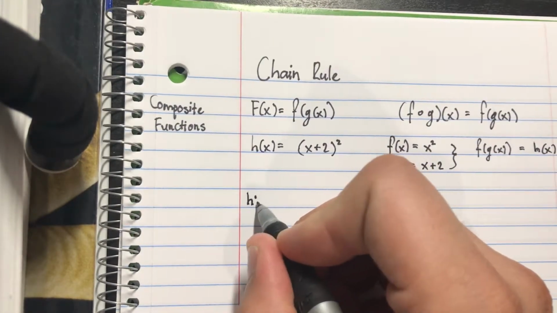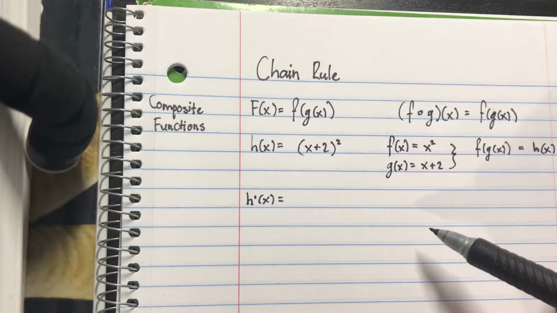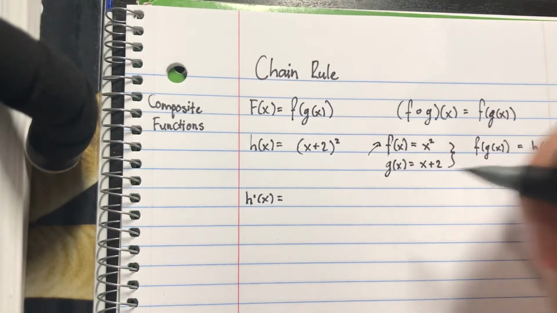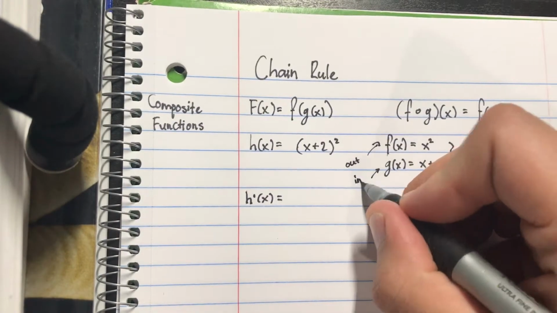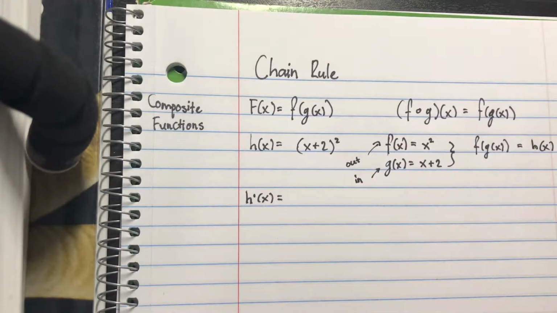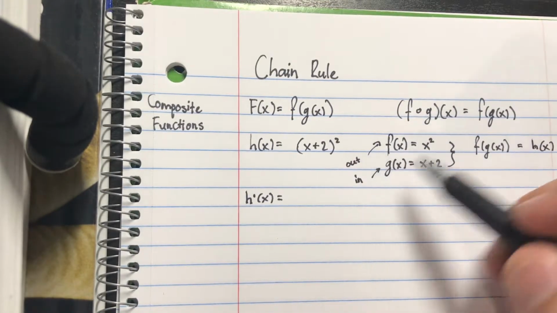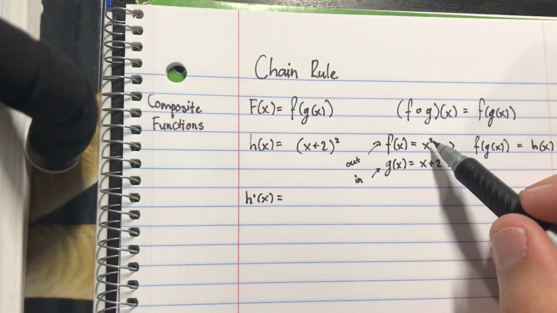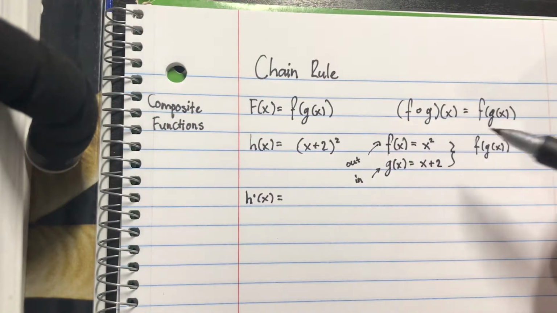So if we're trying to find h prime of x, then the chain rule tells us first we have to take the derivative of the outside function. Now, in this case, at least for me, it's useful to first identify what the parts are. And now that we know that this function right here is our outside function, and this function right here is our inside function, we can begin to differentiate this appropriately. Now, the chain rule says first take the derivative of the outside. Now, our outside function is equal to x squared, so we're going to bring the 2 to the very front, and then we're going to subtract the exponent by 1 using the power rule.